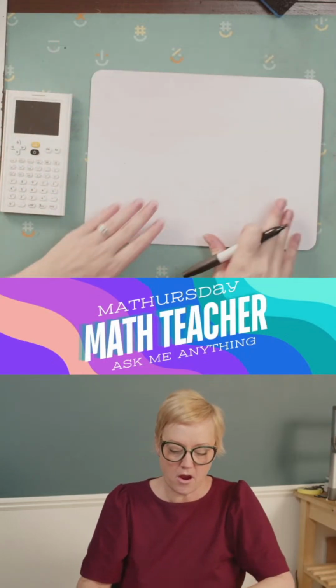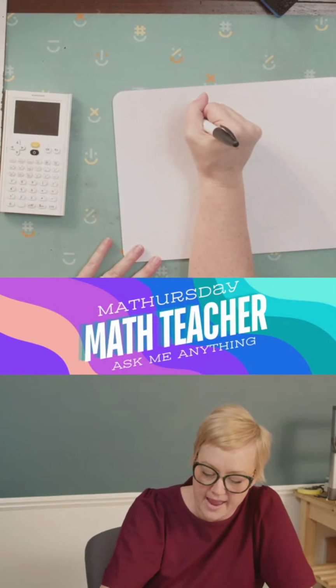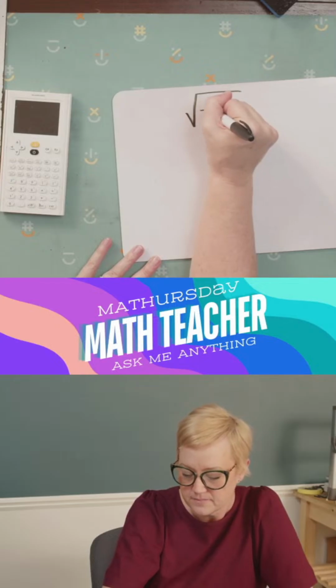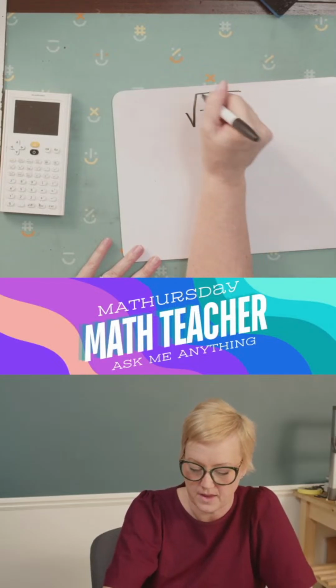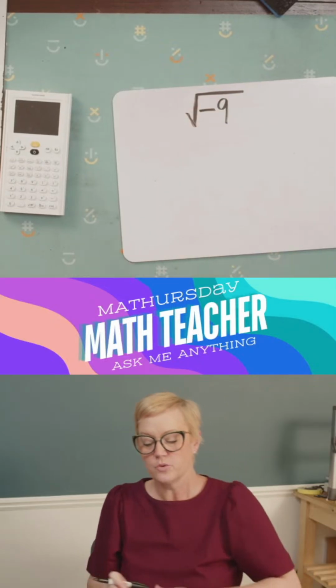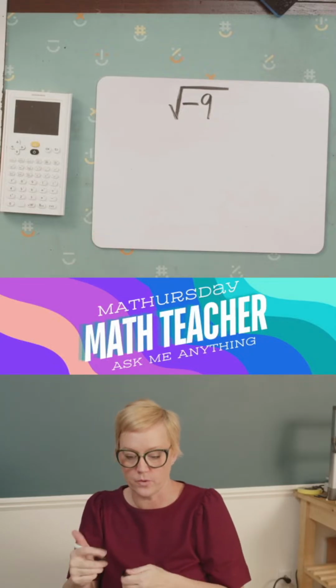When we are looking at something with an imaginary number, let's say you end up with the square root of -9. When you first learn square roots, you learn, woof, you can't do a square root of a negative number.